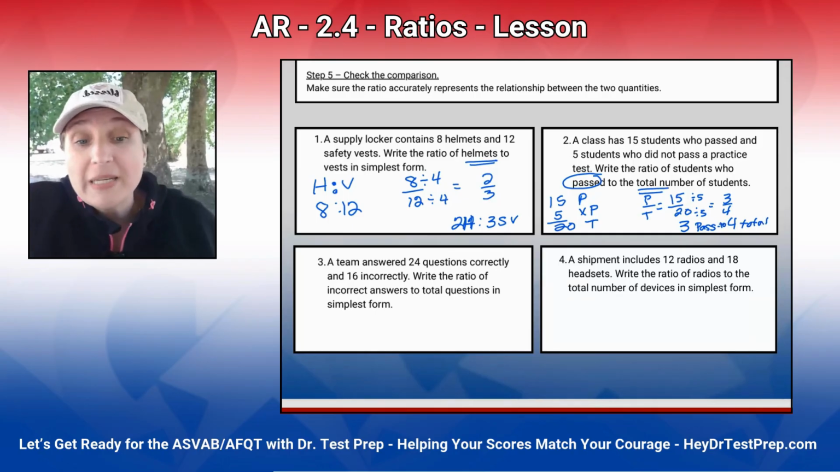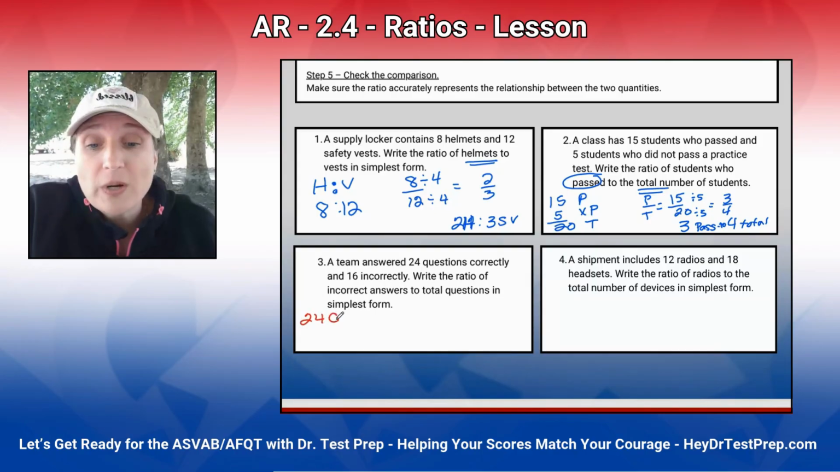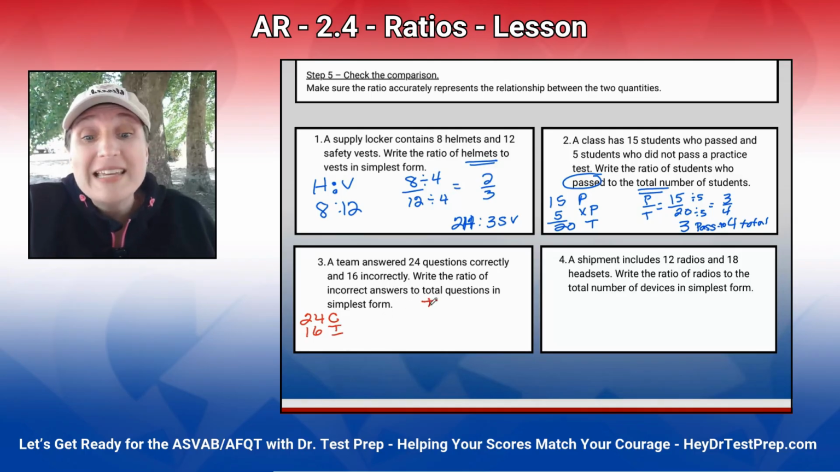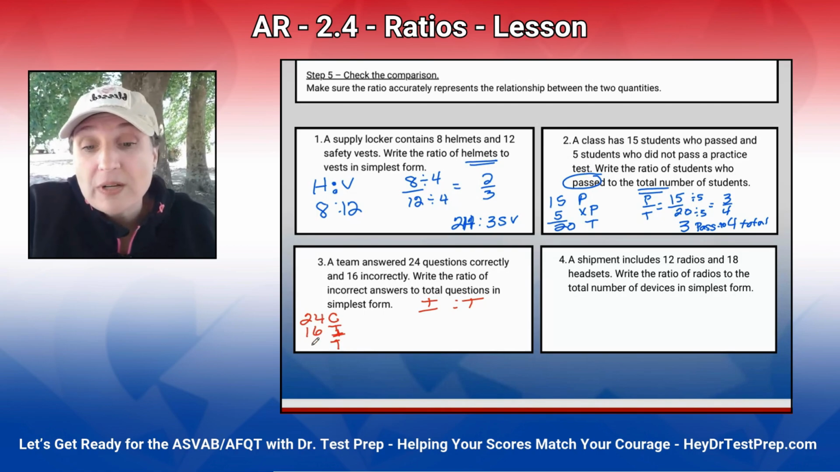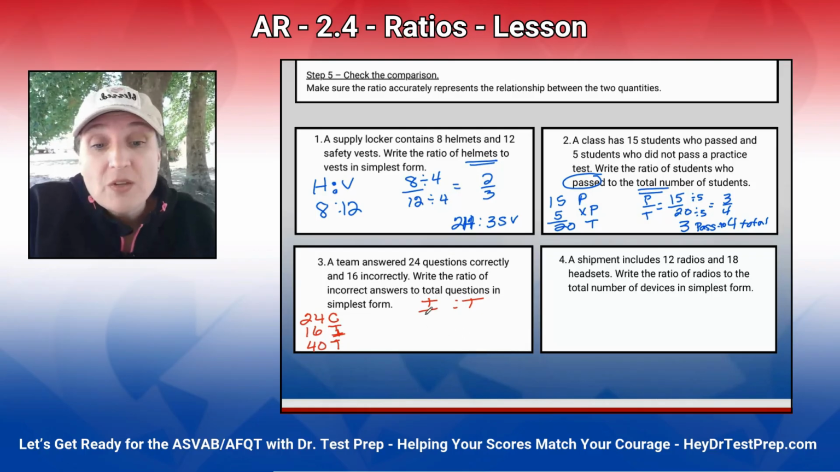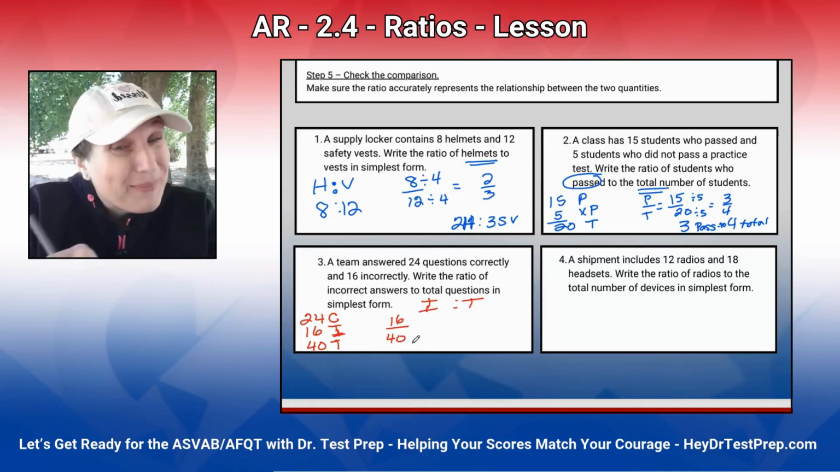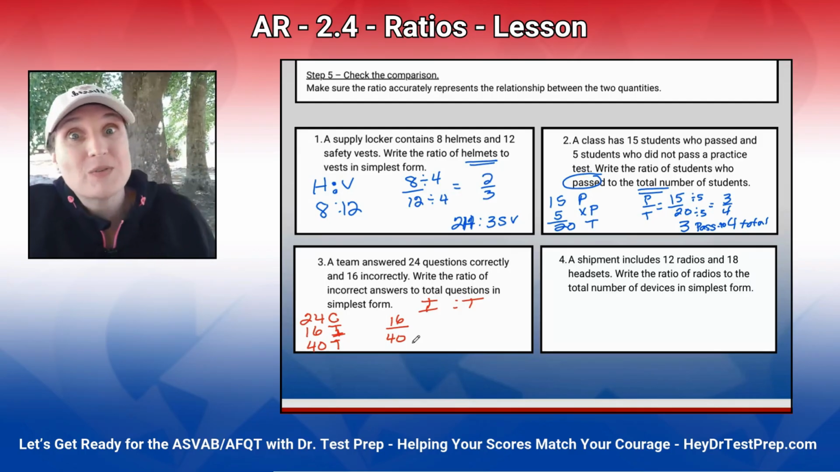Okay. A team answered 24 questions correctly. Let's change up our color. And 16 incorrectly. So we've got 24 correct, 16 incorrect. What's the ratio of incorrect to the total number of questions? We still need to add to get that number. 24 and 16 is 40. So the number incorrect is 16, and the number of total questions is 40. Then when we simplify, as you practice with your math games, we can divide both of those by 8.